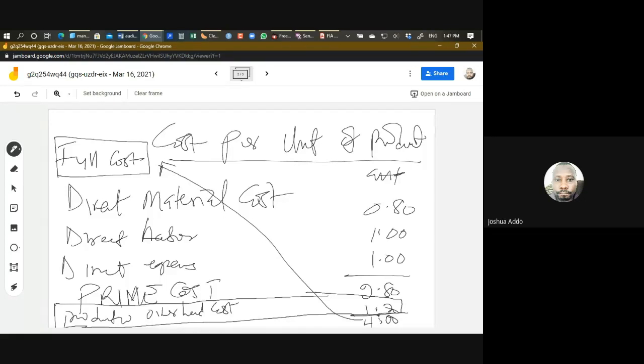And the direct costs constitute direct material costs. So if it is about Sobolo, what is the cost of direct material that is going into one bottle of Sobolo? So that's direct cost. If you estimate it to be 0.8 cedis, that is there.